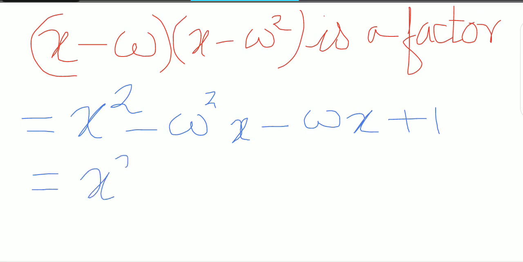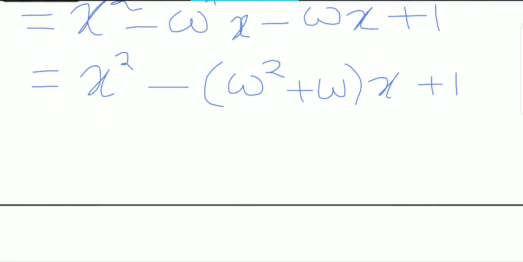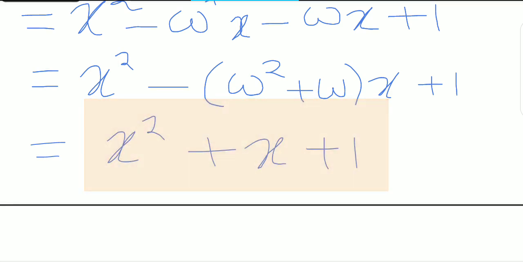Further, we take x common and we are left with minus 1 also we take common omega square plus omega times x plus 1. Now again, we know that omega plus omega square, that's equal to minus 1. So this expression is simply x squared plus x plus 1. So we find that x squared plus x plus 1 is a factor of this given expression.